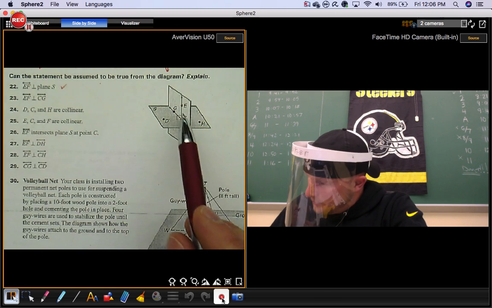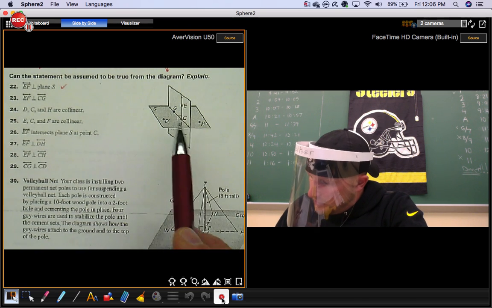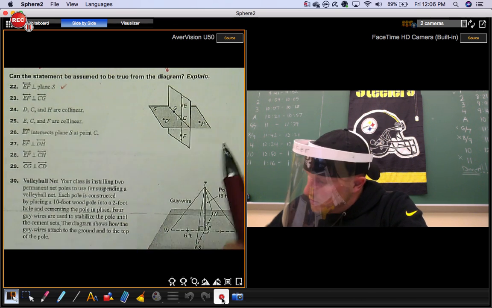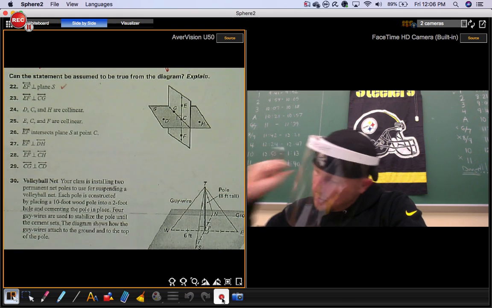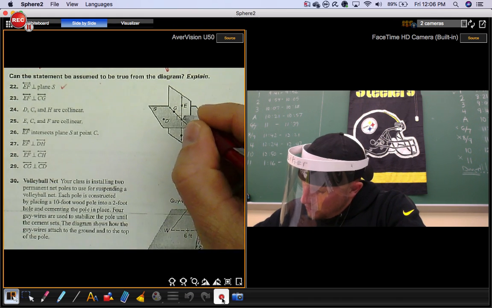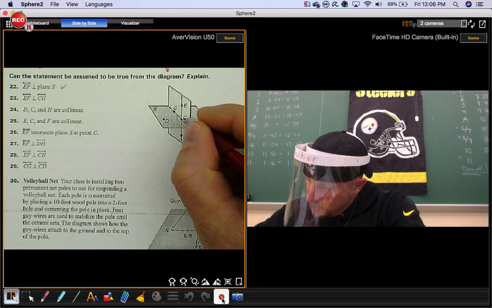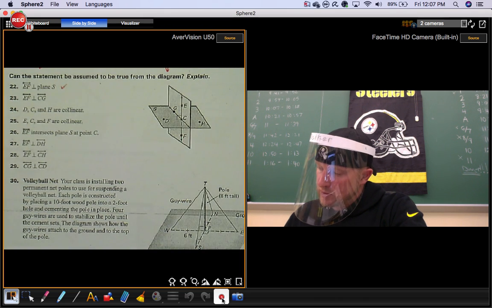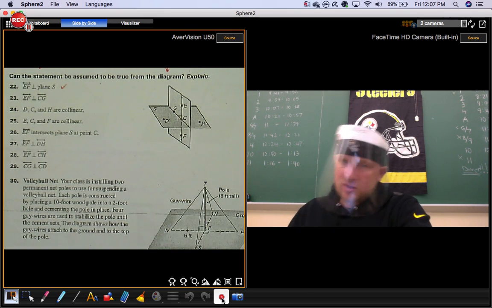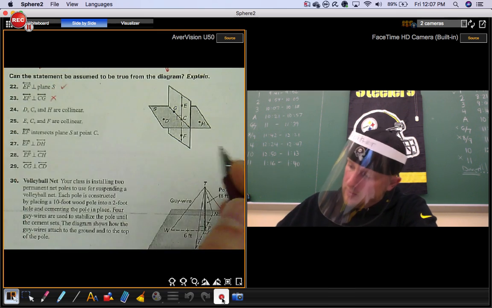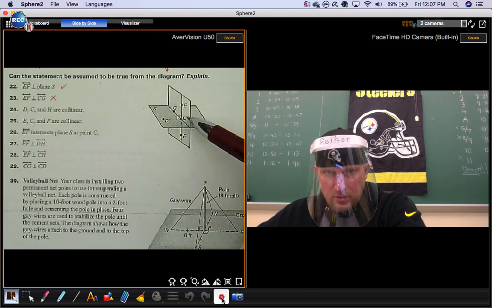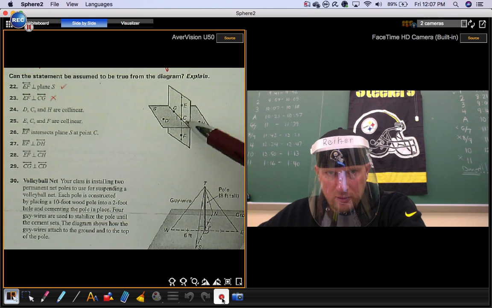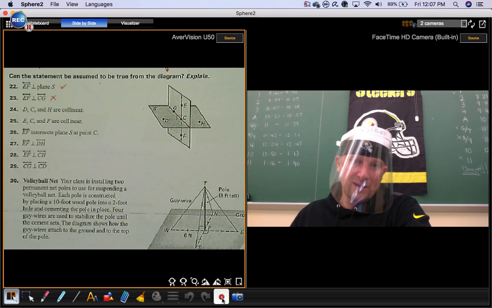Number 23. That same line EF, is it perpendicular to line CG? There is no perpendicular mark between those two segments. It sure looks like they're perpendicular, but they need to have a mark going this way between the two lines, and that's not there.